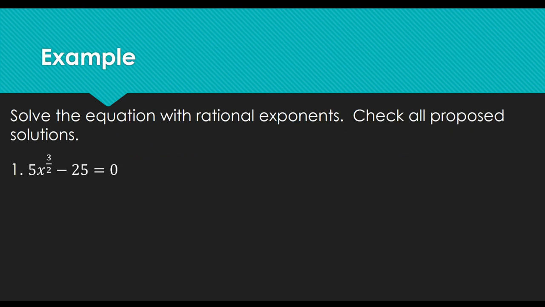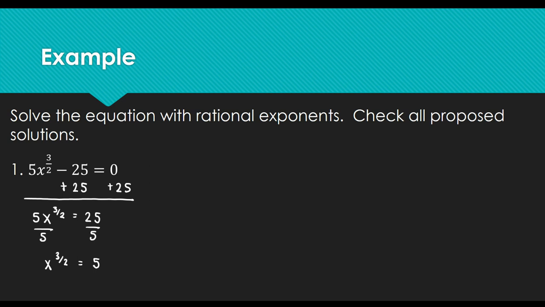All right, so let's solve the equation and then we'll check our solution. If we have 5 times x to the 3/2 power minus 25 equals 0, remember, our first step is to isolate the term that has the exponent by itself. So that means we have to add the 25 first. And then we still have a number on the same side as x, so I'm going to divide both sides by 5. So now we've isolated it, and it's x to the 3/2 power equals 5.